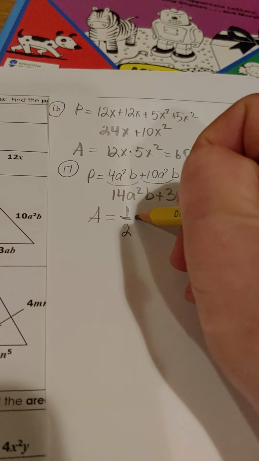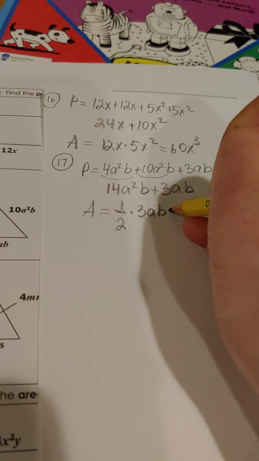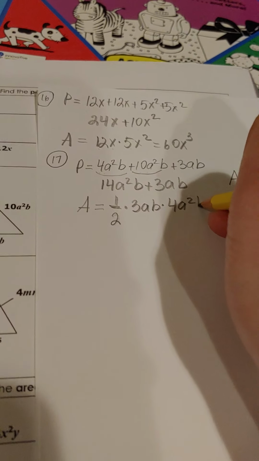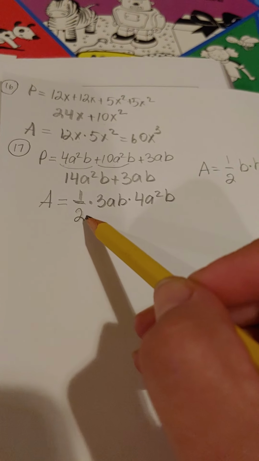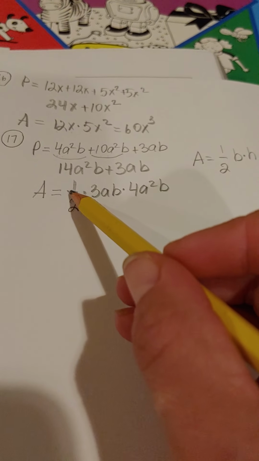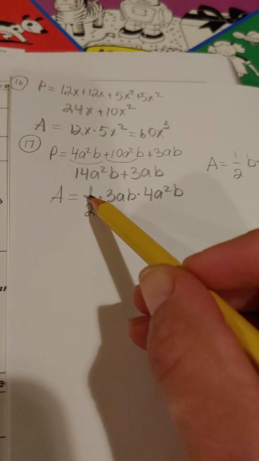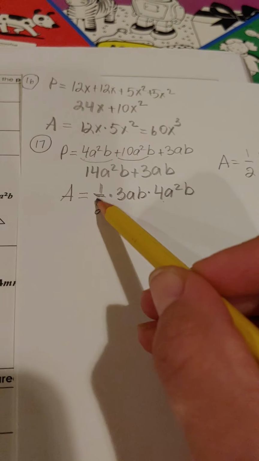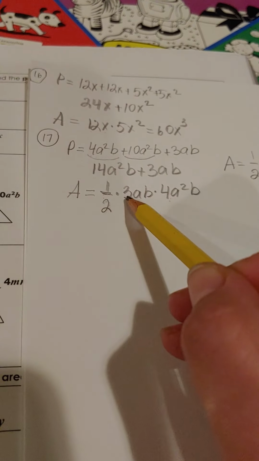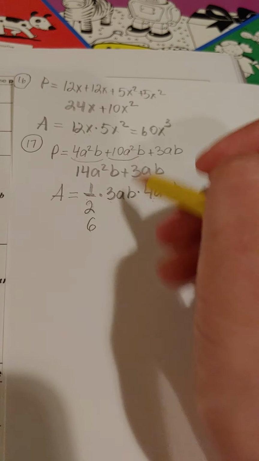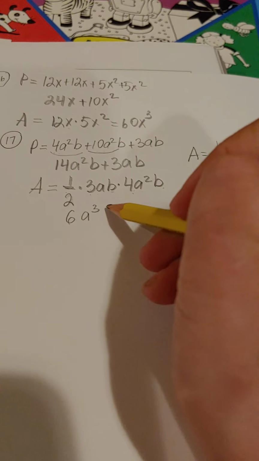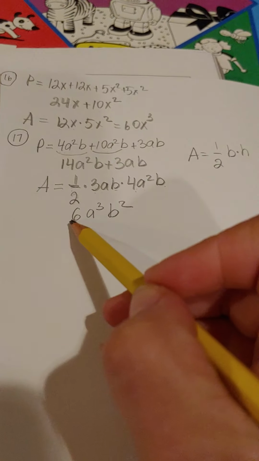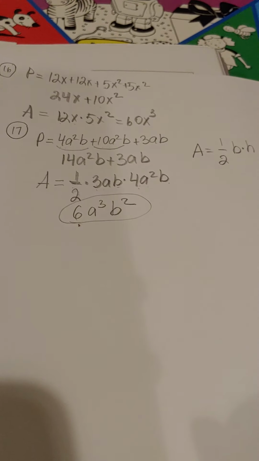So 1/2 times base times height. And then we have to simplify it. First, we have to multiply 1/2 times 3 times 4. I'm going to multiply 1/2 times 4 first. 1/2 of 4 is 2. 2 times 3 is 6. So it's 6. A times a squared is a to the third power. B times b is going to be b squared. So this is the final answer for the area of the triangle.